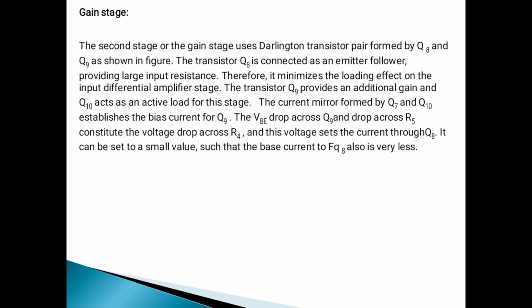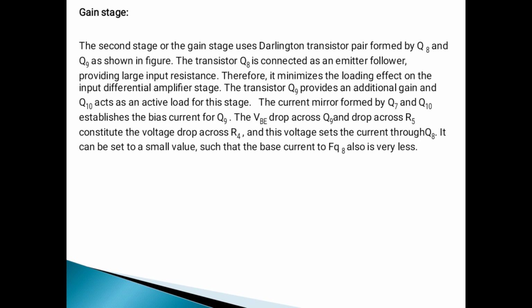The gain stage, the second stage, uses a Darlington transistor pair formed by Q8 and Q9 as shown in the figure. The transistor Q8 is connected as an emitter follower providing large input resistance. Therefore, it minimizes the loading effect on the input differential amplifier. The transistor Q9 provides an additional gain and Q10 acts as an active load for this stage.